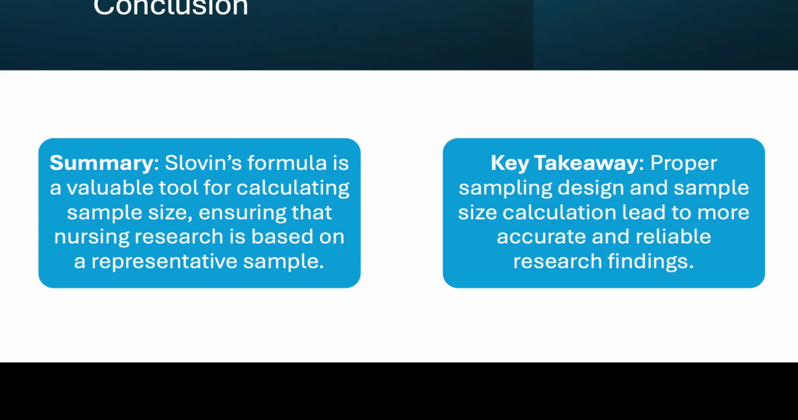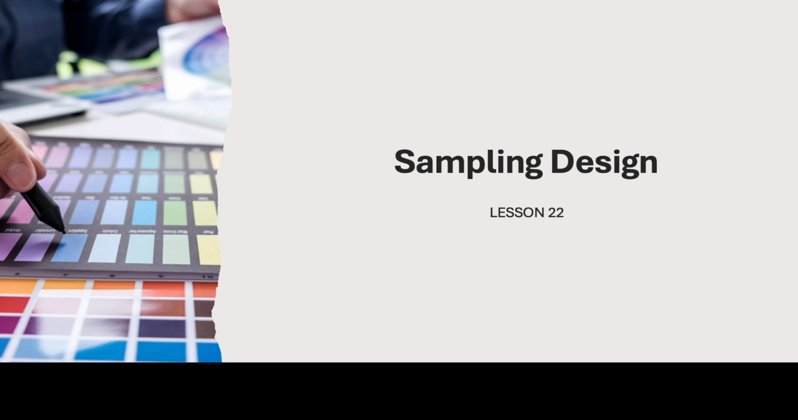Okay. So to conclude, Slovin's formula is a valuable tool for calculating sample size. This ensures that nursing research is based on a representative sample. And of course, the takeaway is that proper sampling design and sample size calculation lead to more accurate and reliable research findings. So let's go now to sampling design.